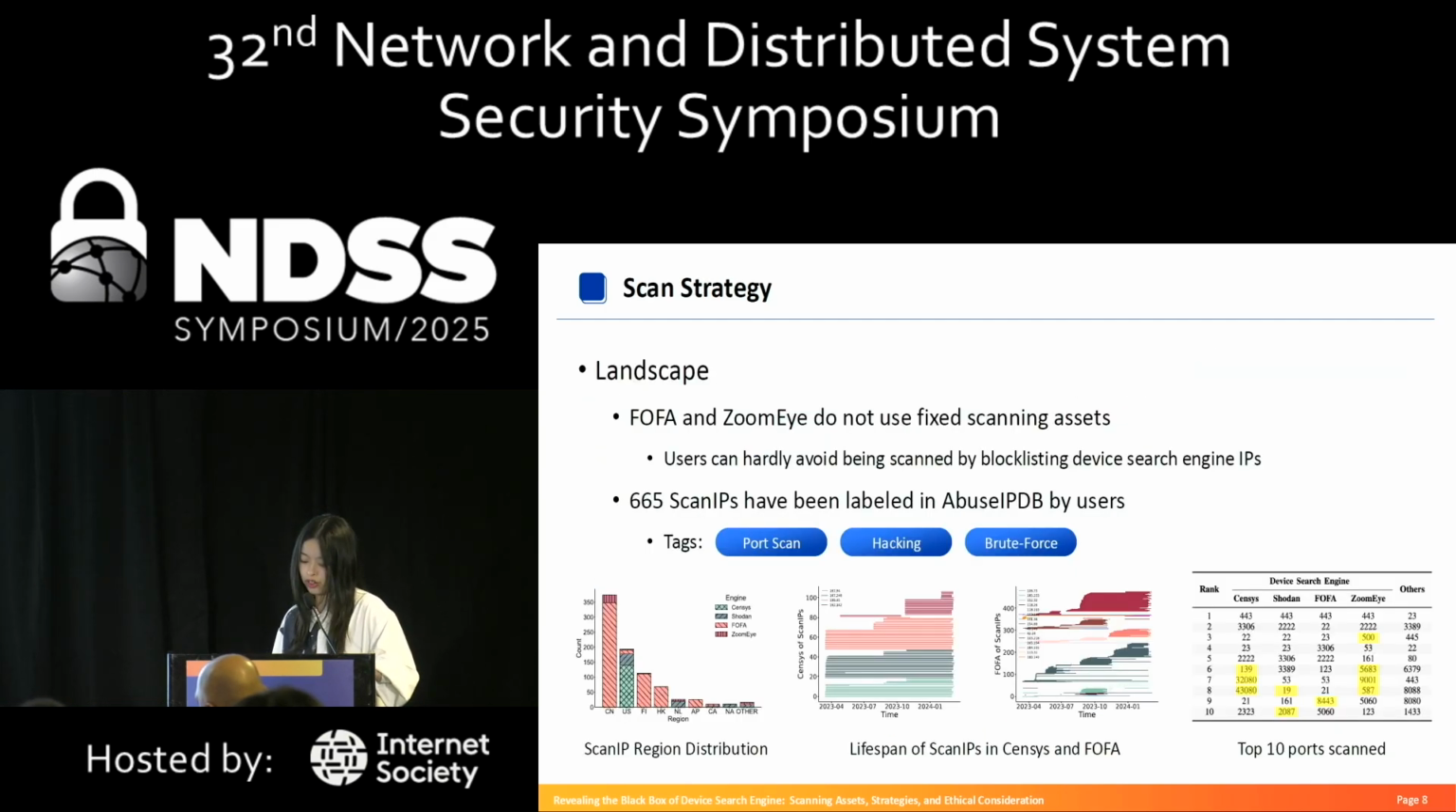We learn the strategies from the traffic of the honeypots. Here we find that FOFA and Zoomeye do not use fixed scanning assets. We can see the figures in the middle. Each line is an IP's lifespan. We use the first time and the last time we see it in the honeypot. We can find that Censys is always adding IPs and does not remove them. But FOFA regularly changes their IPs every 3 months.